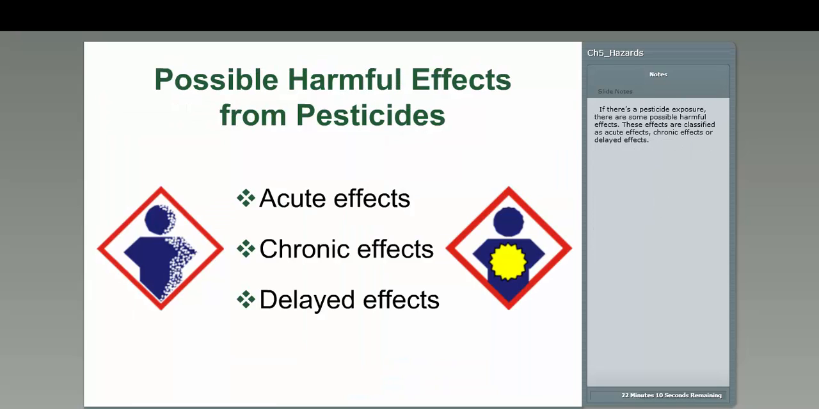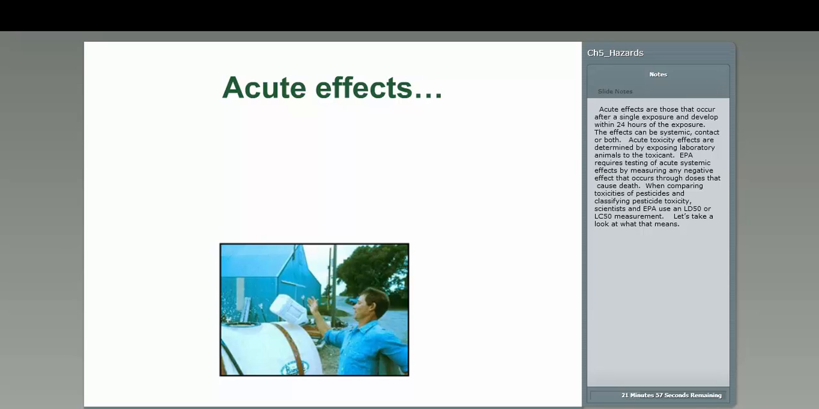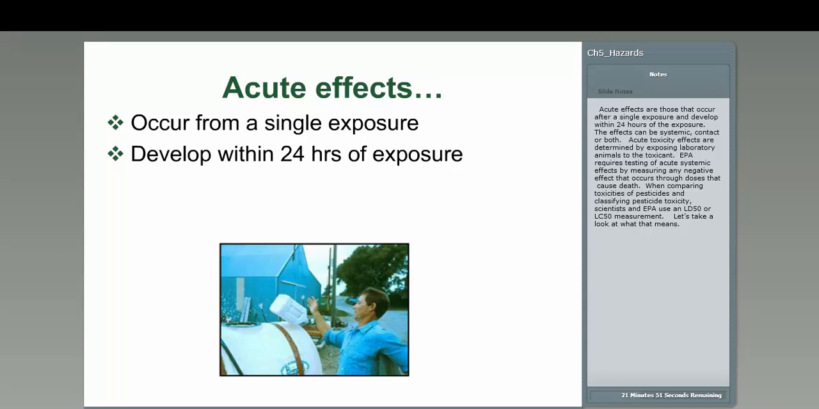If there's a pesticide exposure, there are some possible harmful effects. These effects are classified as acute effects, chronic effects, or delayed effects. Acute effects are those that occur after a single exposure and develop within 24 hours of the exposure. The effects can be systemic, contact, or both.